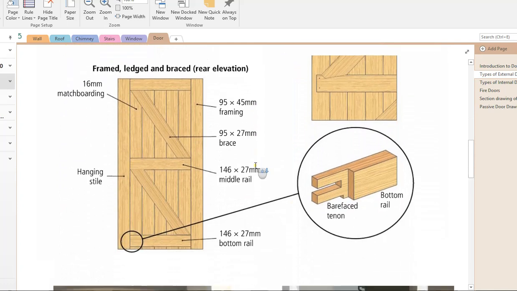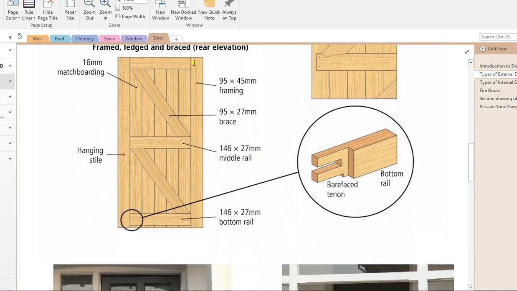Now the next section here, we have a similar door again, but we have a frame around it this time. So again, a stronger type of door. And again, if we look at the way the bracing is done in this door, the hinges will be put at the right hand side. Now this here is a joint that would be used. So we have a bare-faced tenon joint used here in the bottom of the door.